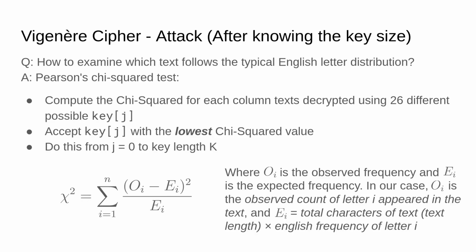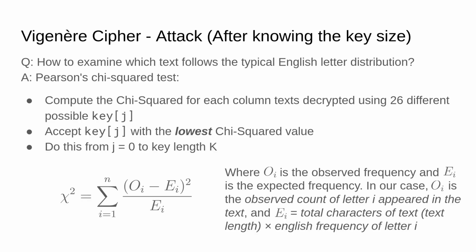After computing the chi-square value for all 26 shifts, we select the key letter that produces the lowest chi-square value, not the highest. Remember that. The lowest value indicates that the decrypted text matches most closely with the expected English letter distribution. We repeat this process for every column, from j equals 0 to key length minus 1, independently. Then we combine the results to recover the full plaintext.